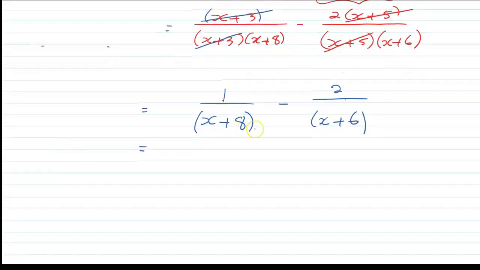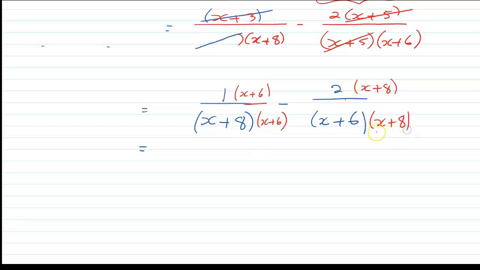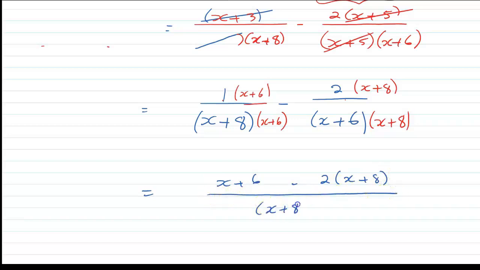LCD is x plus 8 times x plus 6. So multiply the top and bottom by x plus 6 for the first rational expression. Next one, the top must be multiplied by x plus 8, and the bottom by x plus 8. So the LCD is x plus 8, x plus 6. And now put them all together, and you'll have x plus 6 on top minus 2 times x plus 8 all over x plus 8 times x plus 6.